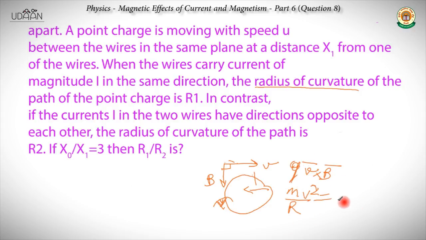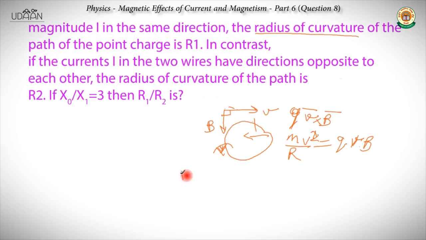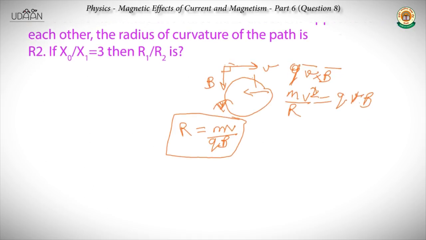In our case, this force happens to be the magnetic force, which is perpendicular to the velocity of the particle. Since v cross B is v into B into sine theta, and theta here is 90 degrees, we can just write qvB. So v cancels, and basically we get r equals mv divided by qB. So this is the radius of curvature for the charge that's traveling in a circle, given a perpendicular magnetic field associated with it.